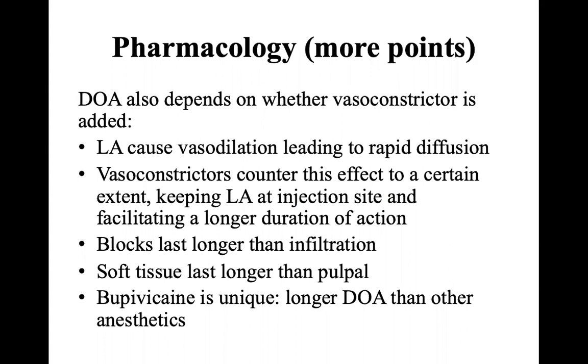Some more points about pharmacology. Duration of action also depends on whether a vasoconstrictor is added to the local anesthetic cartridge. Local anesthetic will cause vasodilation, which leads to rapid diffusion. Vasoconstrictors can counter this effect to a certain extent by keeping local anesthetic at the injection site and facilitating a longer duration of action. Typically, blocks will last longer than infiltration, and soft tissue will last longer than pulpal anesthesia. Bupivacaine is also a unique anesthetic. It has a longer duration of action than other amide anesthetics.